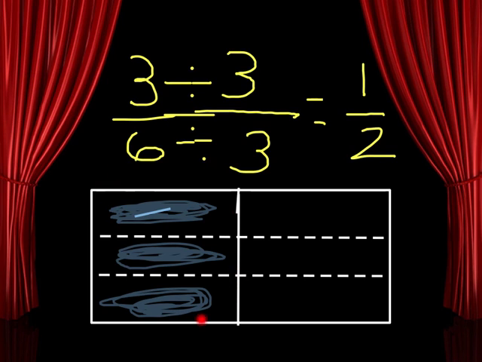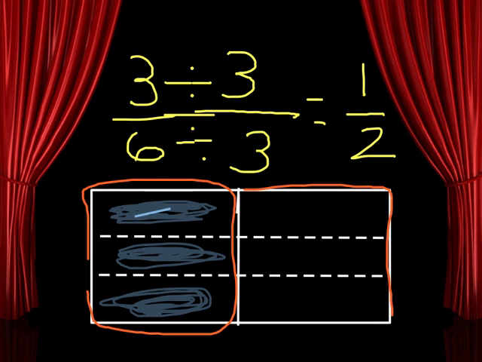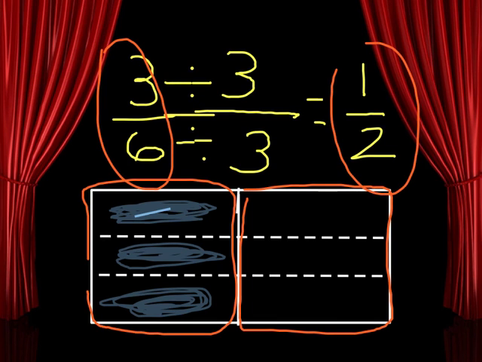If we look at the big area right here, we see that half of it is colored in. Therefore, we know that 3/6 is equivalent to 1/2.